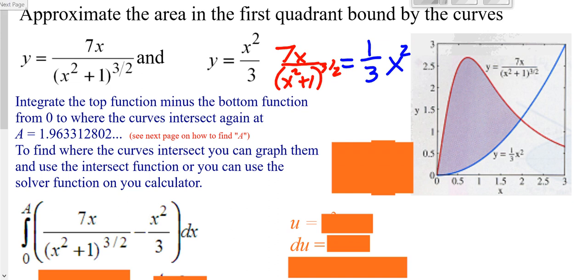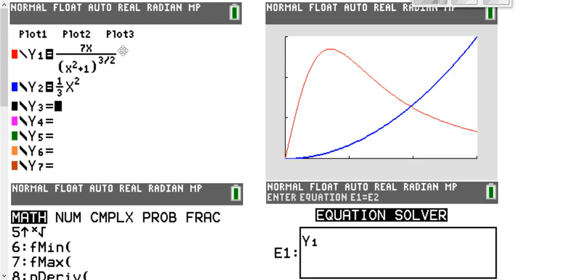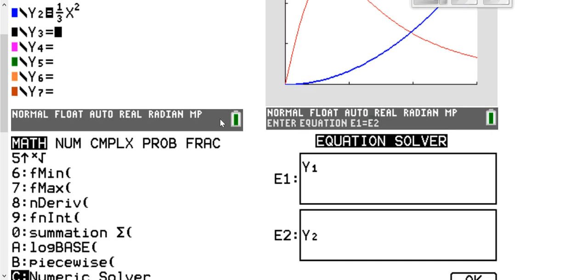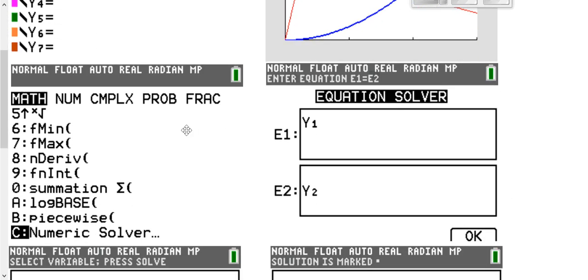What I would do is put my first function into my y equals, put my second function into y1. I would maybe look at the graph of it. It looks like they cross right around 2. Once I have that, I would have my calculator solve it. So I would hit Math, go down to Numeric Solver. It should bring up a screen like this.